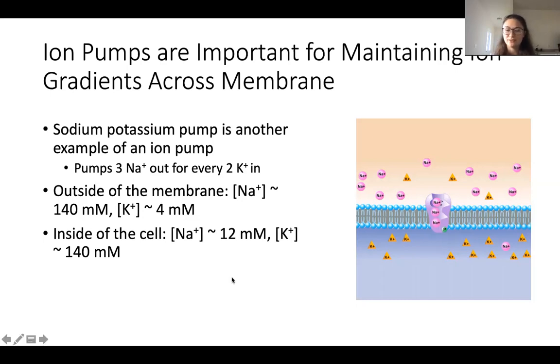And it's not just from this pump that the concentrations of these types of ions are maintained. There's also channels and things, but this is a really important pump that we have on all of our cells, and it helps maintain that negative membrane potential that all of our cells have.